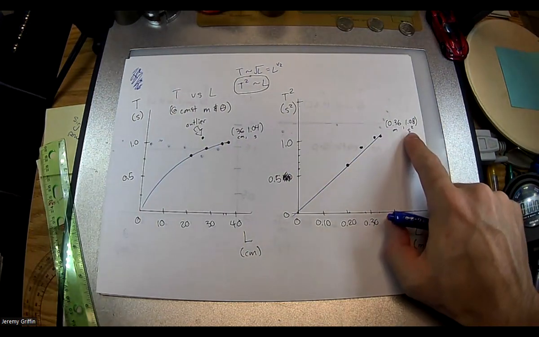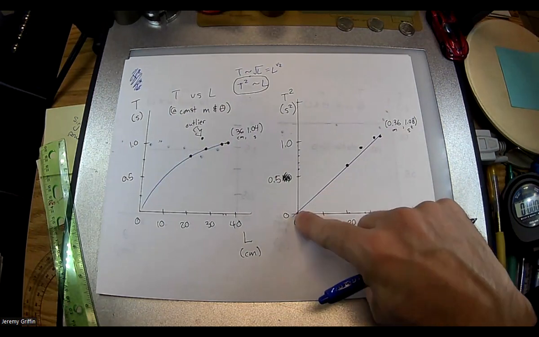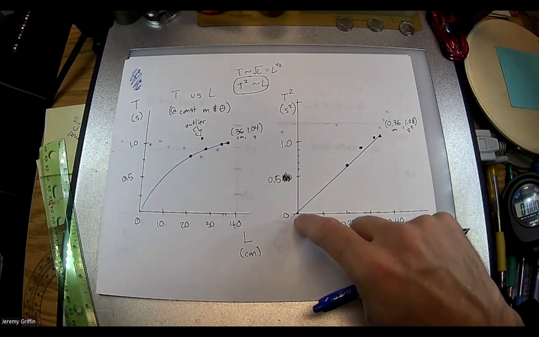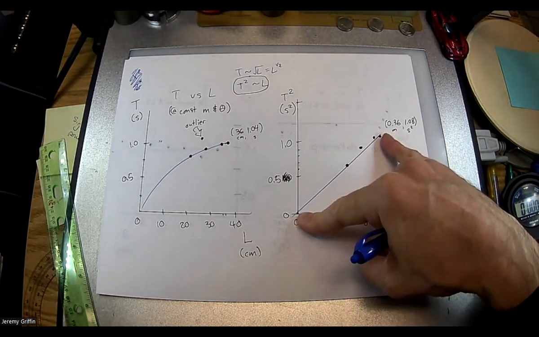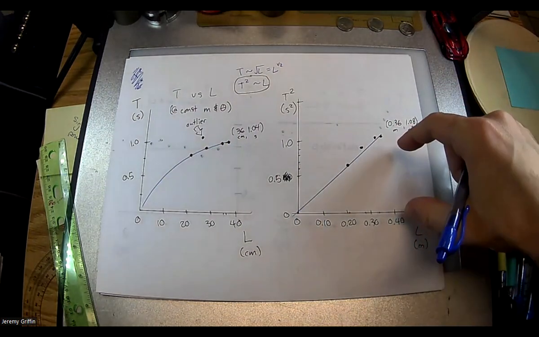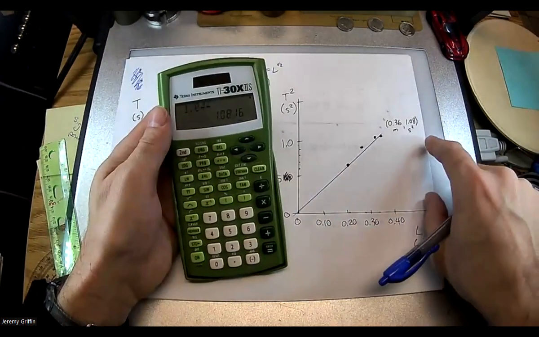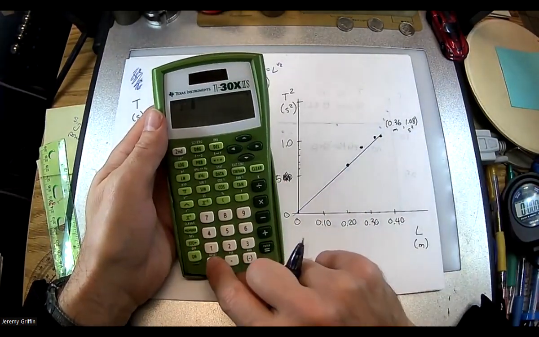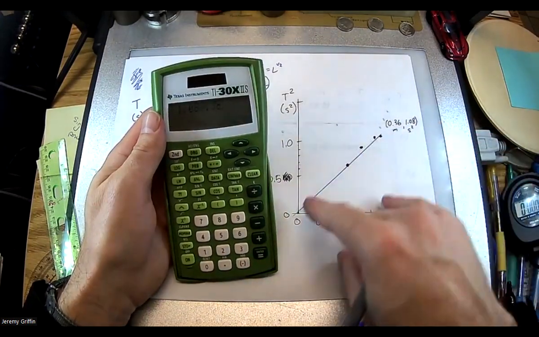One of the coordinates, it looks like it passes pretty close to the origin, so I'll call the origin a 0, 0 coordinate, right? And I've got this one labeled, and it looks like that line of best fit goes pretty close to that point too, so I'll say it does, so that I can get a slope really quickly. Just this rise over this run. Let's see, what is 1.08 square seconds divided by 0.36 meters? That's rise over run.